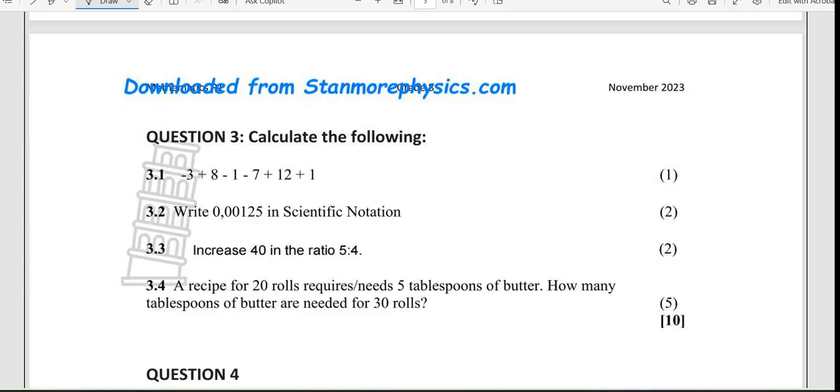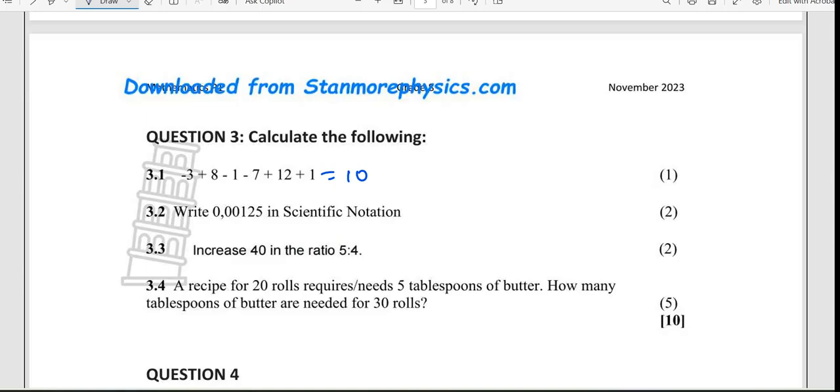Question number 3, calculate the following. The question says calculate the following. Minus 3 plus 8 minus 1 minus 7 plus 12 plus 1. Guys, this you can simply use the calculator for this one. Everything on the calculator is giving me what? That's the reason why it has 1 mark. Don't stress yourself.